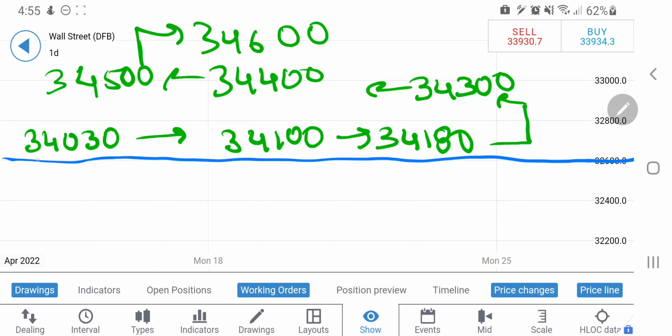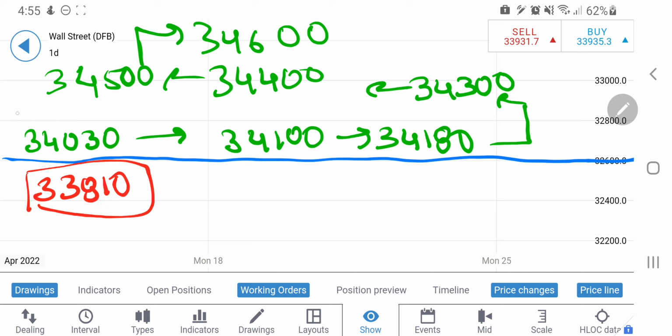On the contrary, on the downside, right now trading at 33,930 and there is a stronger support at 33,810 levels. Hence, I will only recommend you to go short at 33,810 on. You have to spare these 200 points. You have to be very cautious. Because I am looking forward to a reversal, I will recommend you not to trade between these 200 points.